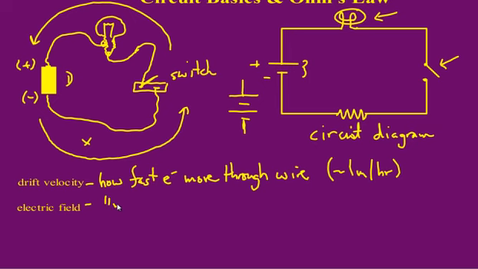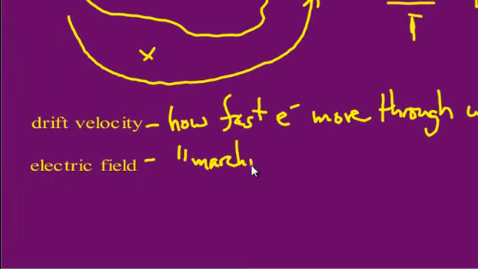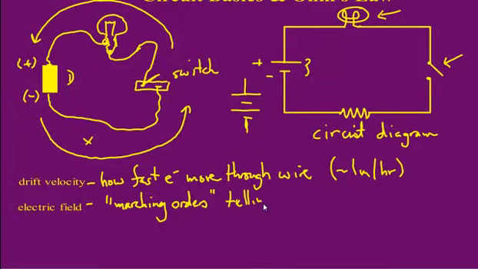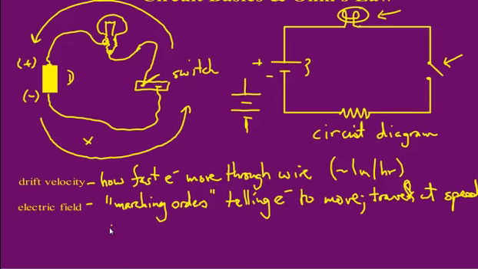And that's because the electric field, which I'm going to put in parentheses here, the marching orders, telling the electrons to move, that's what travels at the speed of light. So it's the electric field that travels so fast.